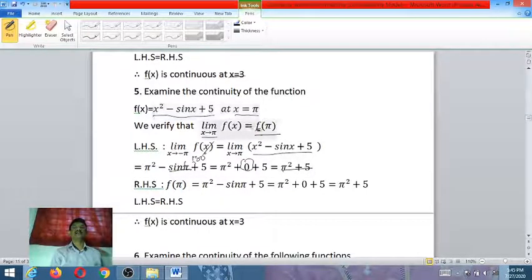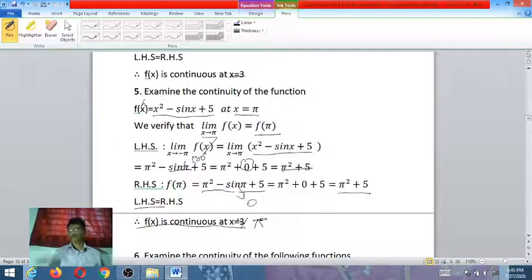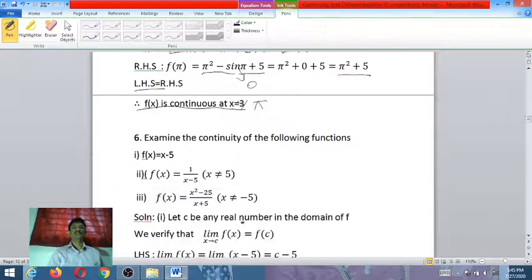In the right hand side, it is f of pi. In the place of x, you write pi here. Again, pi square minus sin pi plus 5. Sin pi value is 0. So it is pi square minus 0 plus 5. It is pi square plus 5. So LHS is equal to the RHS. The function is continuous at x is equal to, it is not x is equal to 3 here, this is x is equal to pi.